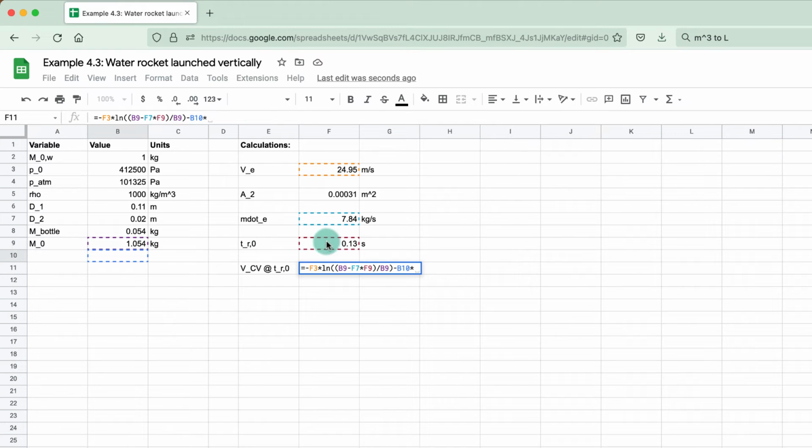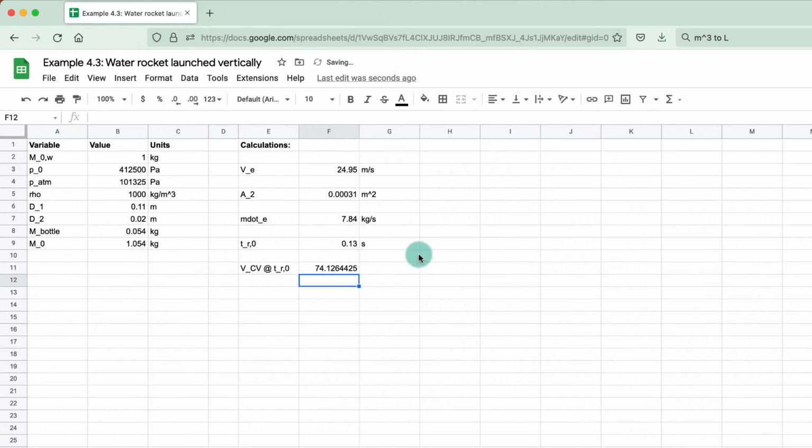Times, again, our TRO, enter, and I will put the g in here where I just clicked on it, 9.81 meters per second squared. Okay, that gives us a value in meters per second. So it gets up to, wow, almost 73 meters per second in 0.13 seconds. Thrust is powerful. Okay, that's great, but we need the height, not the velocity.